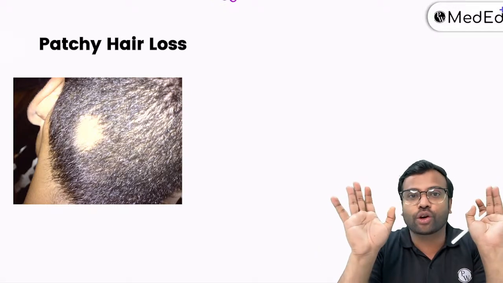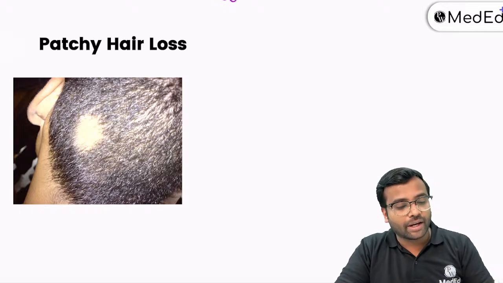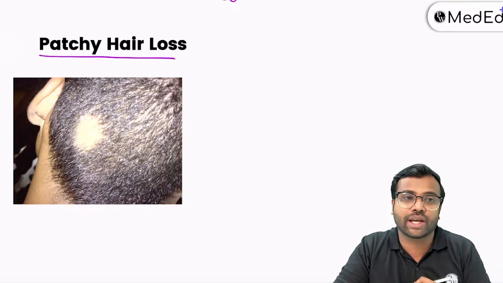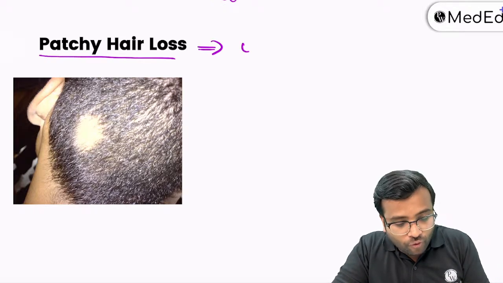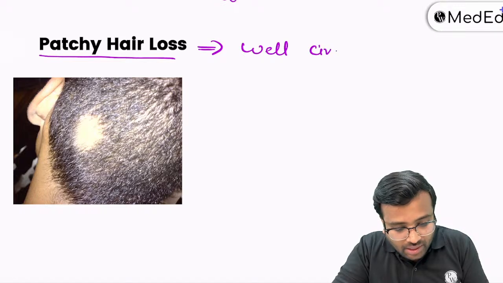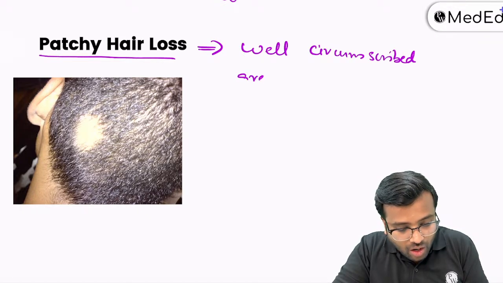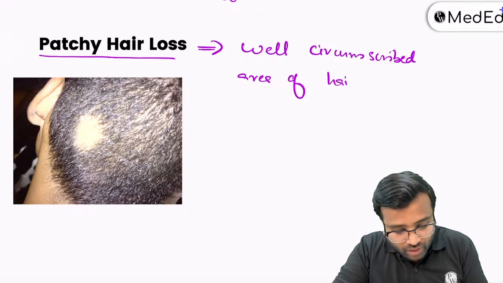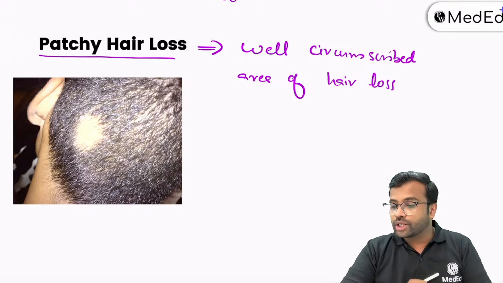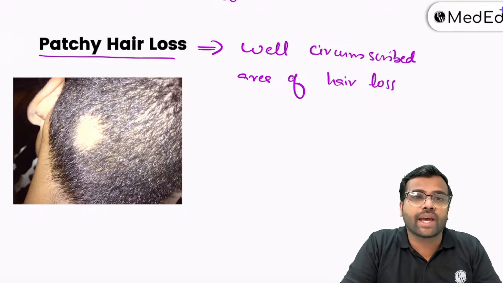So there is a loss of hair in that area. This kind of hair loss is called patchy hair loss, where there is a well circumscribed area of hair loss.